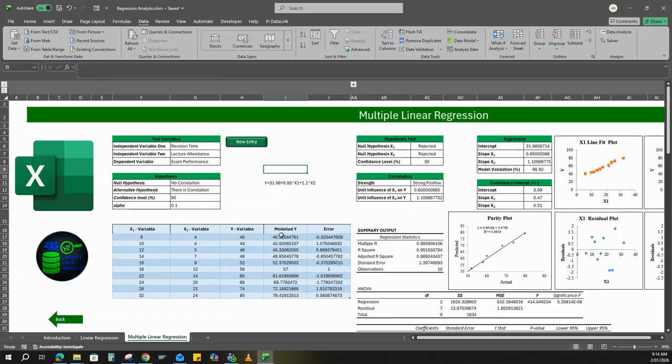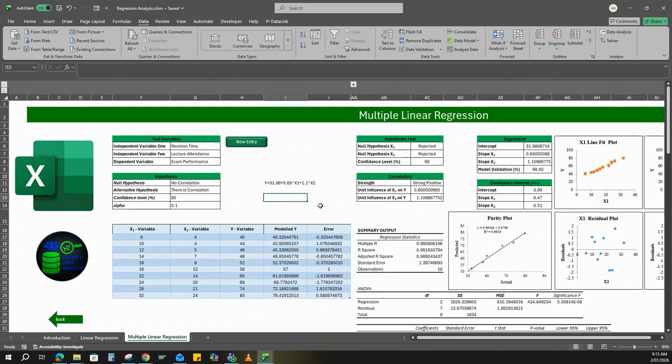So essentially these model values here are calculated using this equation. So in the future, we can say that this equation will predict the performance of the students when we take into account the time taken to do revision and lecture attendance. So this is where these model values came from. They came from this multiple linear regression equation.